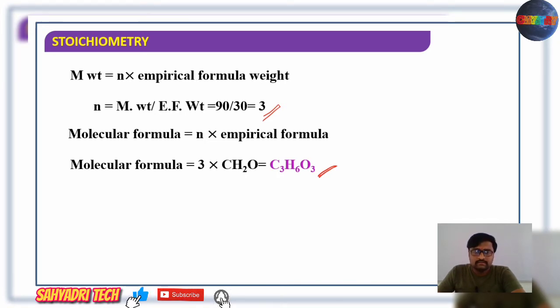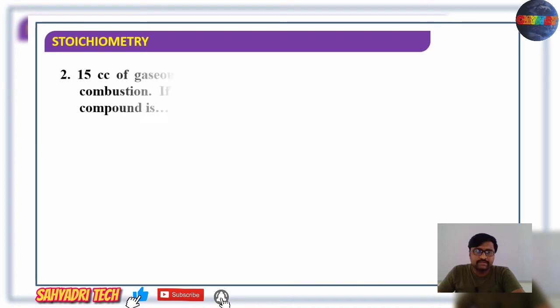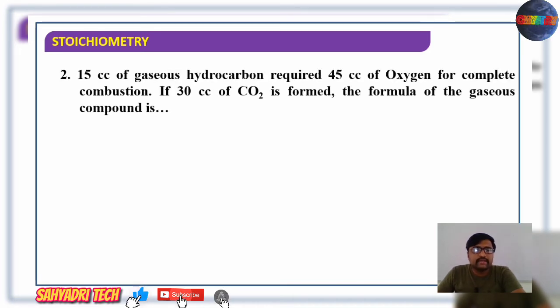Well, we go for the next one. 15 cc, cubic centimeter, of a gaseous hydrocarbon requires 45 cc of oxygen for complete combustion. So what are they specifying here?